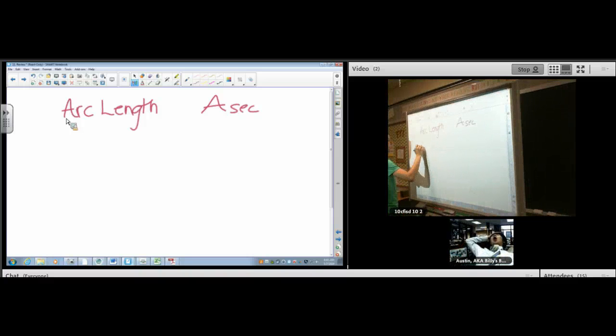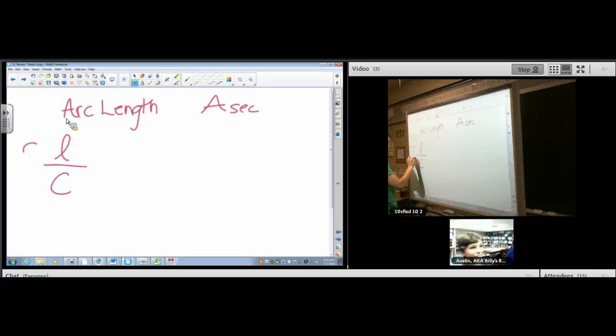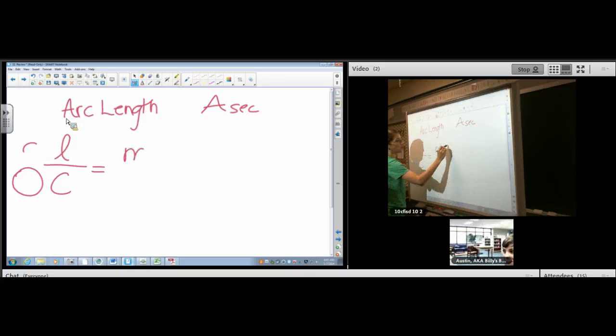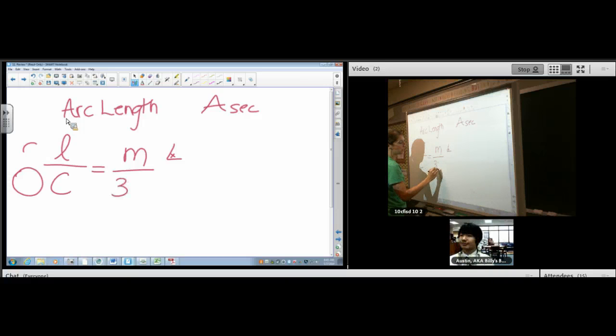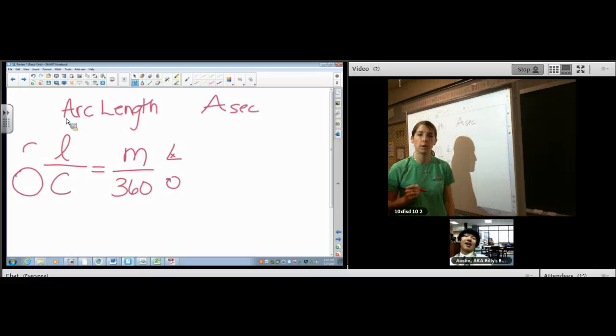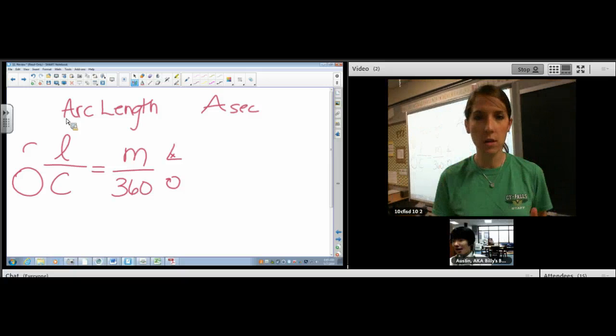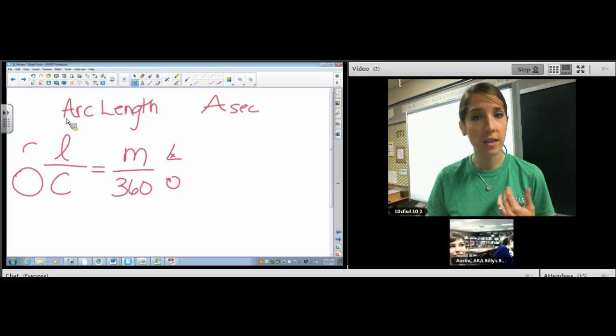Arc length would be like the part. Circumference would be the whole all the way around. M would be the part, like the angle right there, and 360 would be all the way around. So it's really just part over whole equals part over whole. L stands for arc length and C stands for circumference.